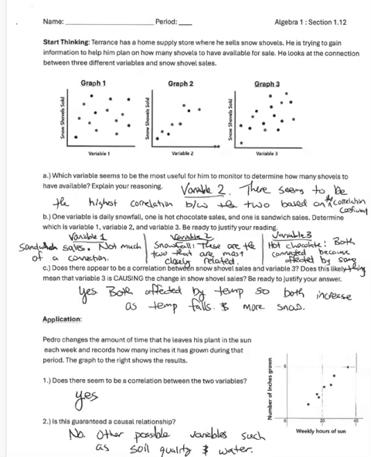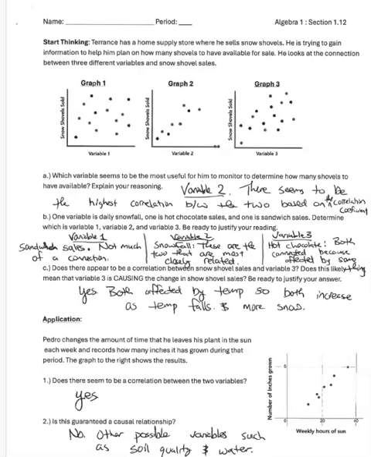B says one variable is daily snowfall, one is hot chocolate sales, and one is sandwich sales. Determine which is variable 1, 2, and 3. Be ready to justify your reasoning. I said variable 1 was sandwich sales, and the reason why is there's not really much of a connection between the snow shovel sales and the sandwich sales. So as one increases, the other one kind of just jumps all over the place, and that makes sense for comparing those two variables. Variable 2 I thought was much more likely to be snowfall, because as snowfall increases, you would think there would be more snow shovels sold.